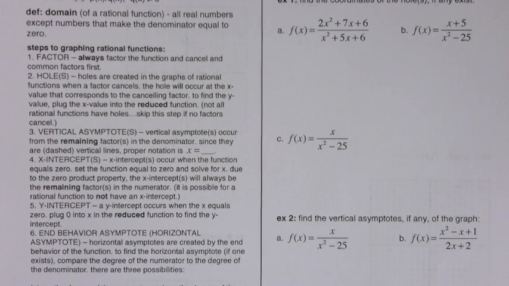Number 6 is probably the toughest of all of them, and that's the end behavior asymptote. And it says it's the horizontal asymptote, but it can also be a slant or oblique asymptote. And the way you find these is by comparing the degree, or the highest power, in the numerator to the degree in the denominator. So if you do that comparison, there's 3 choices naturally.